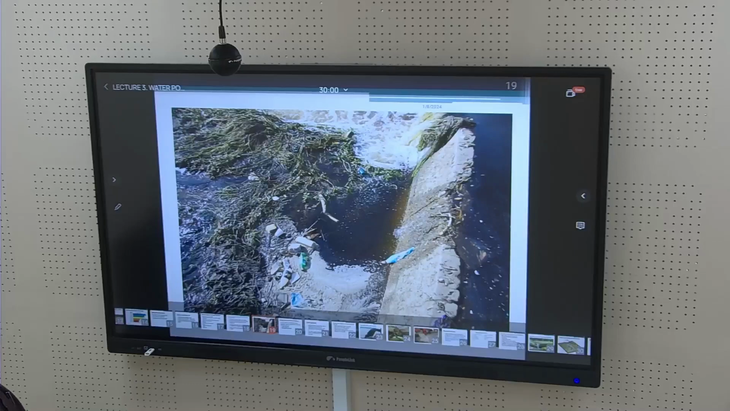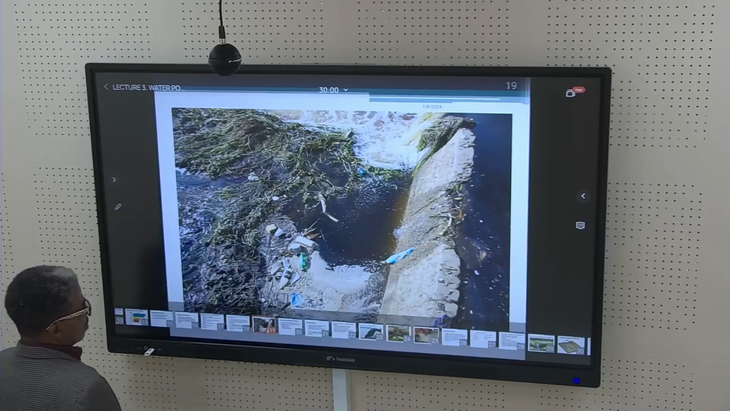Example of water pollution. You can see accumulation of unwanted material, wrongly disposed of, due to surface runoff.